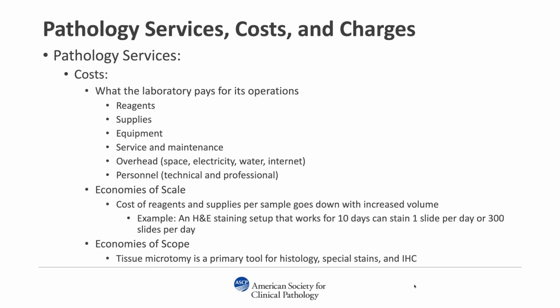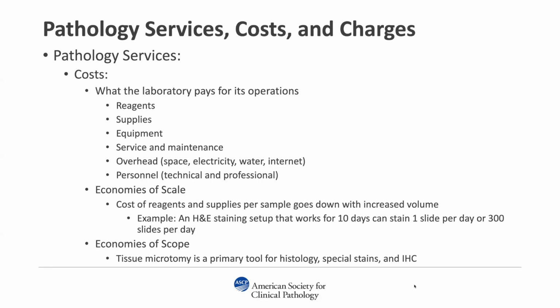And here's a great way to think about this. If you have an H&E staining setup that works for 10 days, right? It's valid for 10 days, and then you have to change it. You can stain 1 slide per day, or you can stain 300 slides per day. If you stain 1 slide per day, that was obviously very expensive to have that H&E setup. If you stained 300 slides per day, then that cost is much lower per slide because you're running so many through. Okay, so that's an example of economy of scale, right?